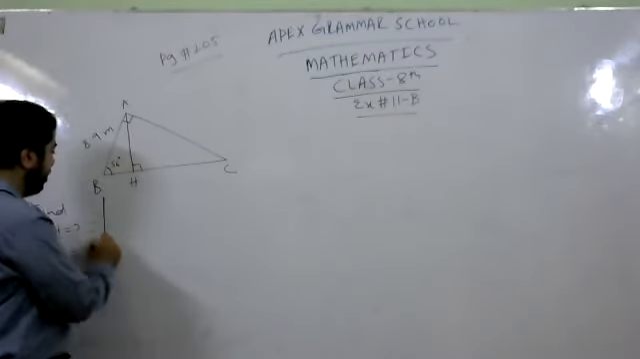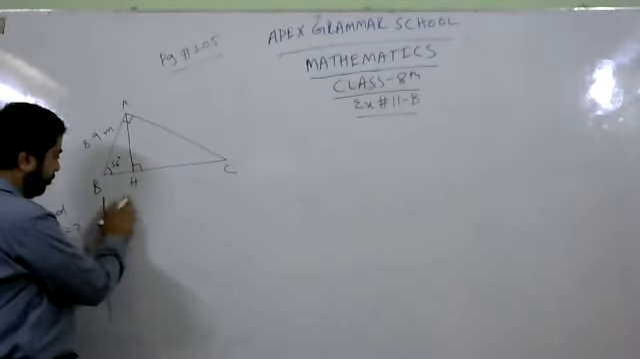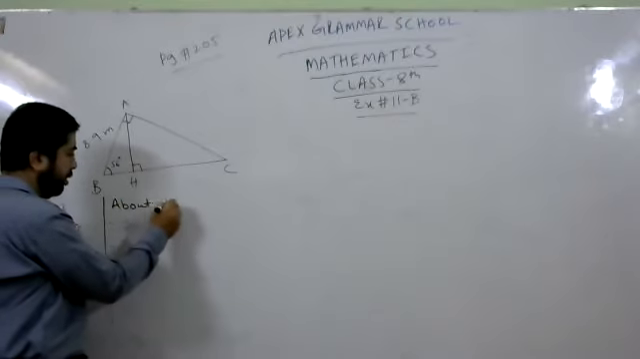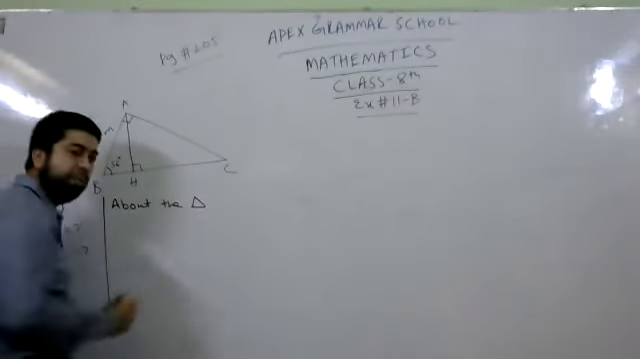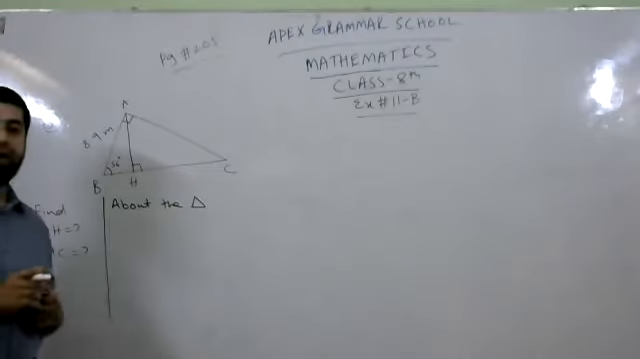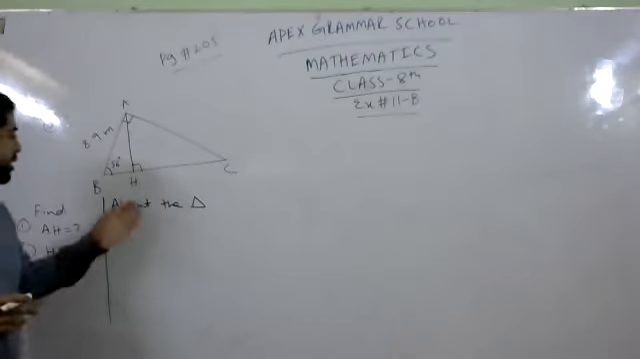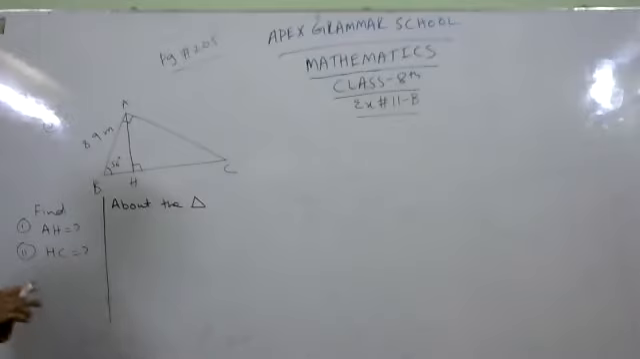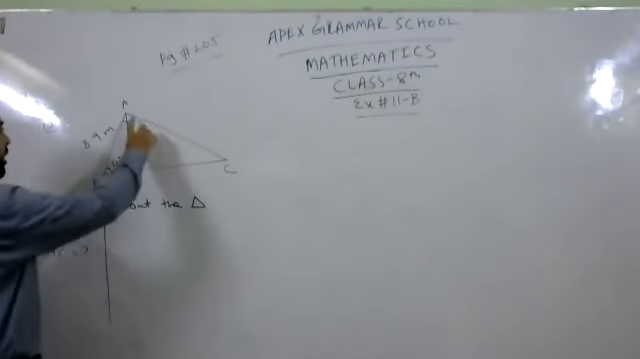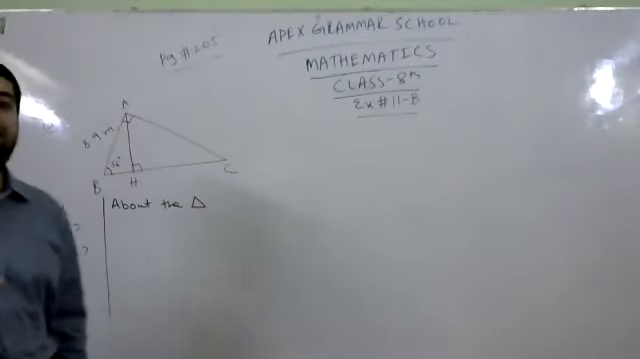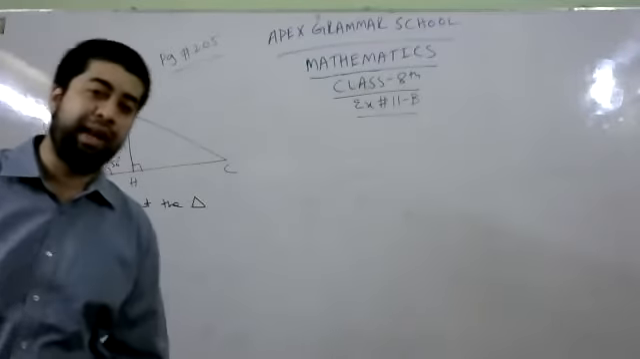First, we need to consider the triangle. Remember that this is the symbol of triangle. This small triangle symbol means triangle. We will consider the triangles. We have three triangles here. First triangle is AHC. This is a triangle and also a right angle triangle.